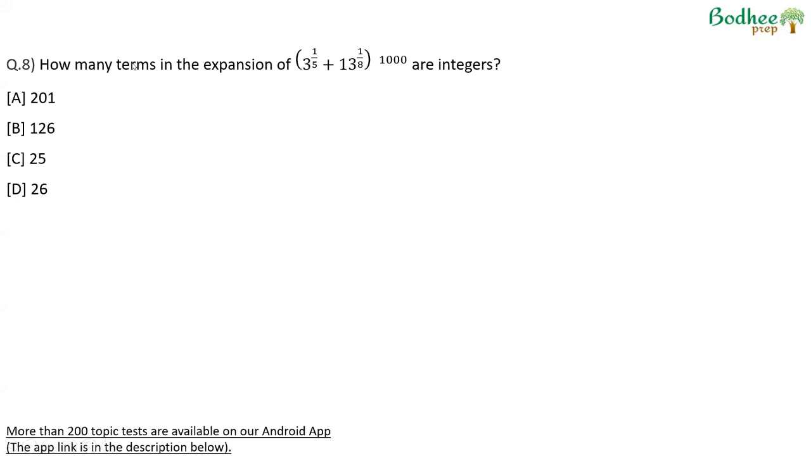How many terms in the expansion of (3^(1/5) + 13^(1/8))^1000 are integers? Now, if we open this binomial, the (r+1)th term will be 1000Cr into 3 raised to power 1 by 5 into r, into 13 raised to power 1 by 8 into 1000 minus r.